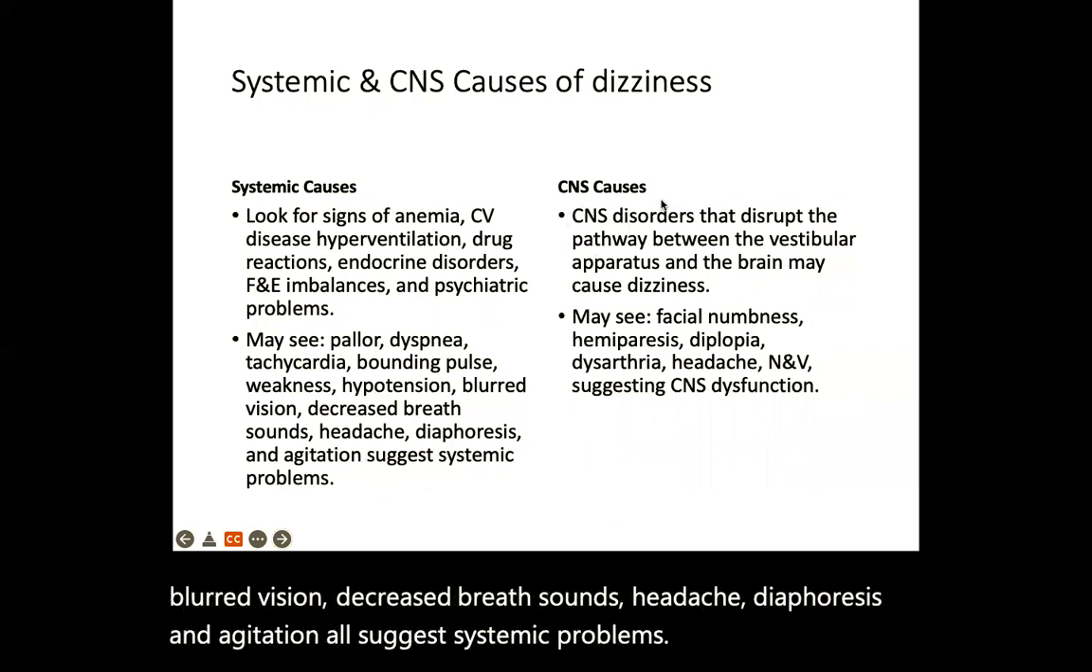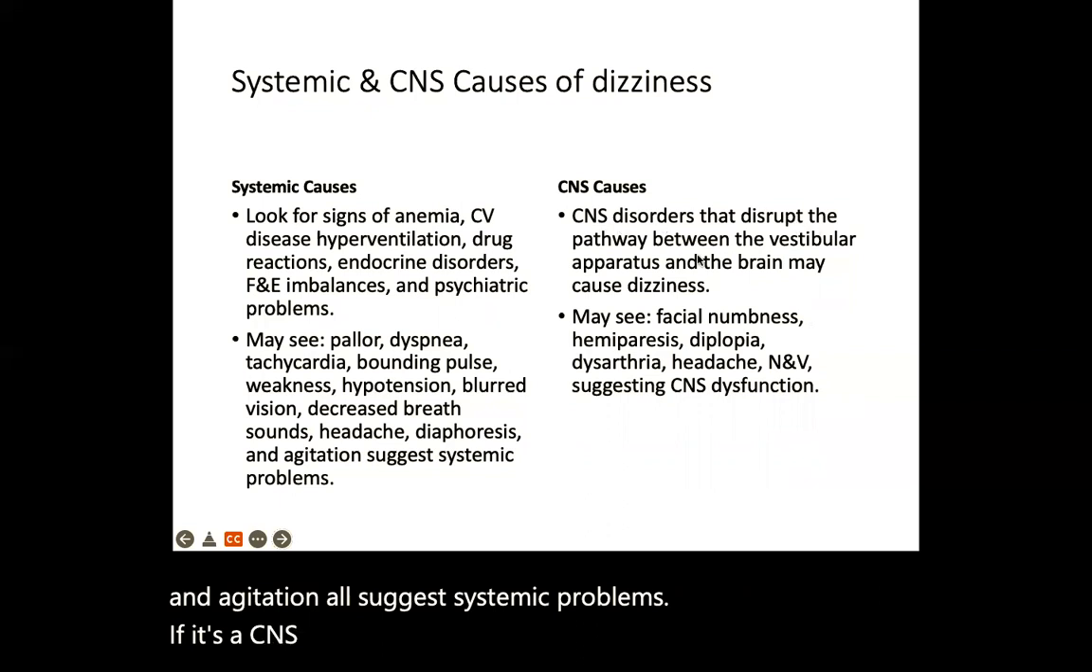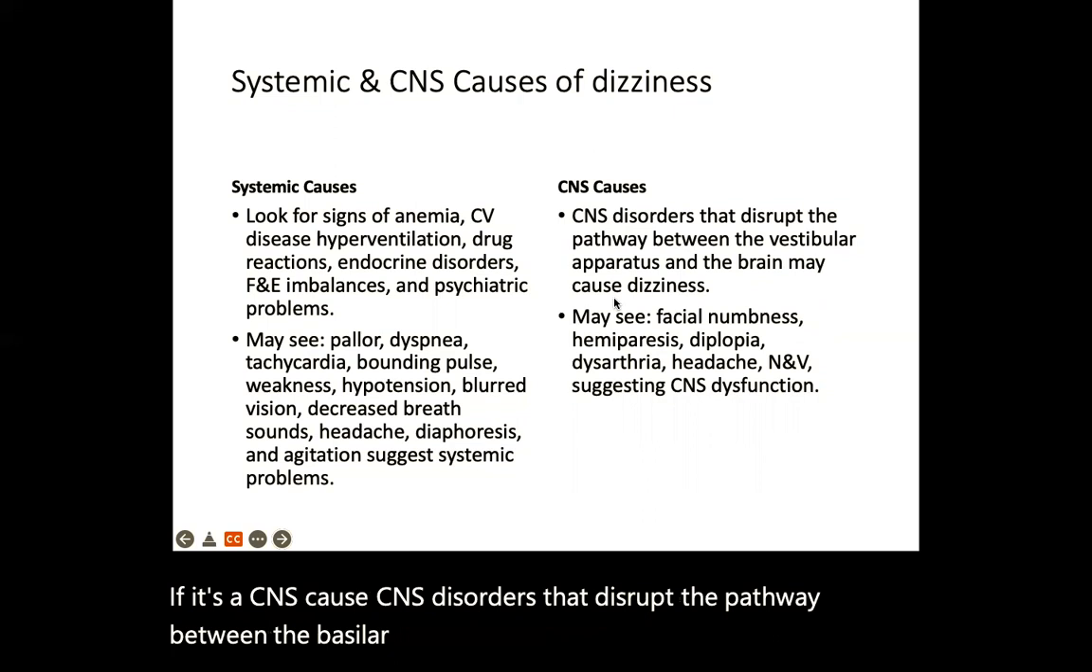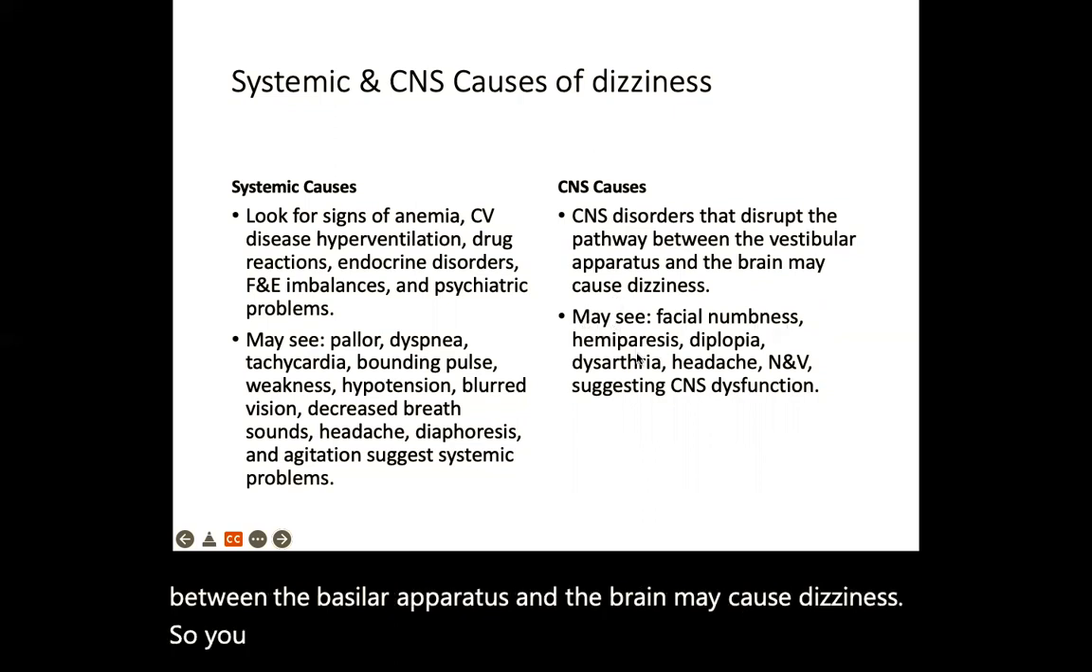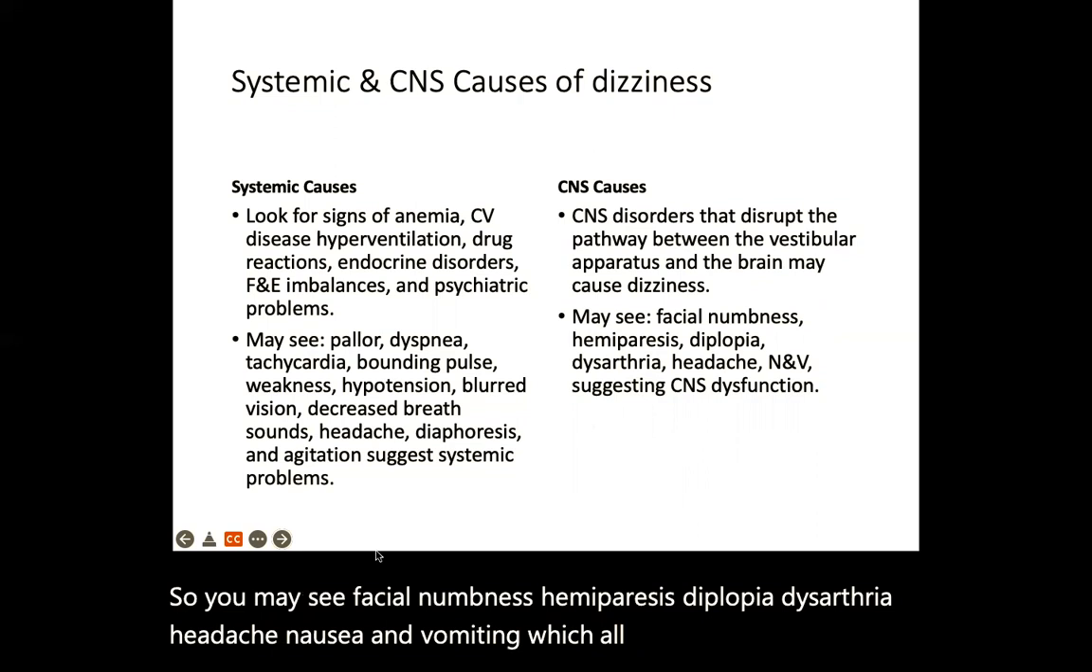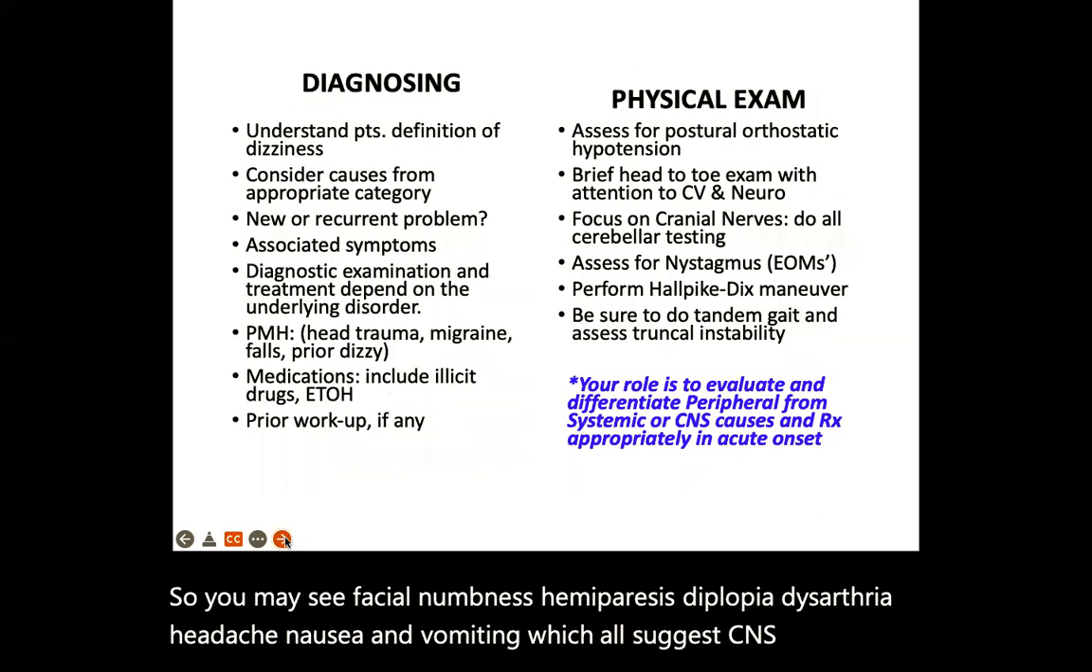If it's a CNS cause, CNS disorders that disrupt the pathway between the vestibular apparatus and the brain may cause dizziness. So you may see facial numbness, hemiparesis, diplopia, dysarthria, headache, nausea, and vomiting, which all suggest CNS dysfunction.